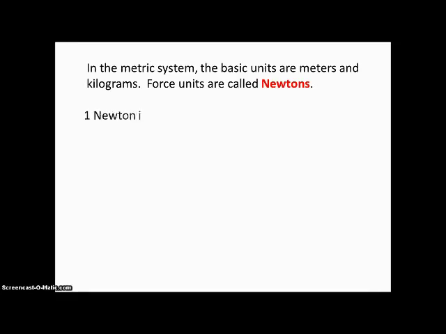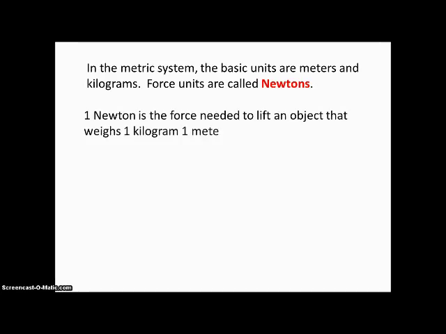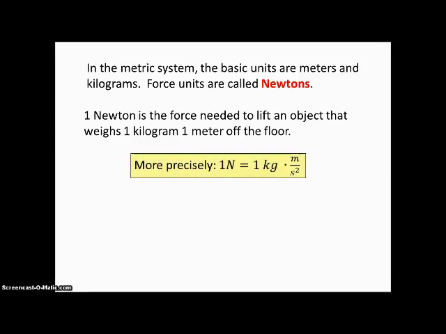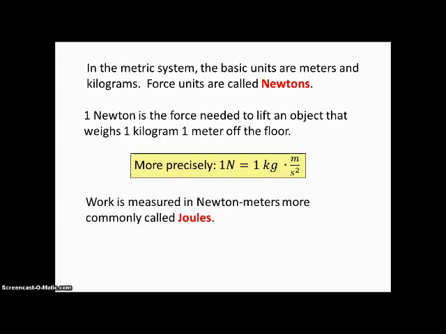They're called newtons. 1 newton is the force needed to lift an object that weighs 1 kilogram 1 meter off the floor. So more precisely, 1 newton equals 1 kilogram meter per second squared. In other words, we're accelerating a kilogram 1 meter. And you could do that in space as well as on the Earth. Now work is measured in newton meters then, more commonly called joules. So we got a lot of new vocabulary here that you have to get used to.